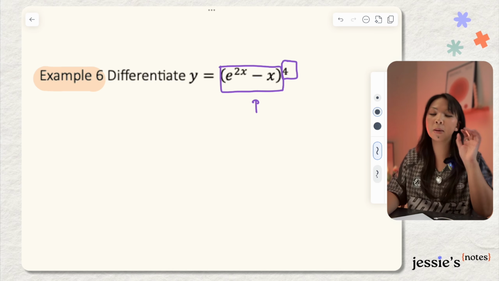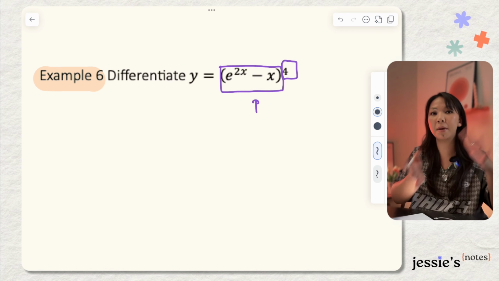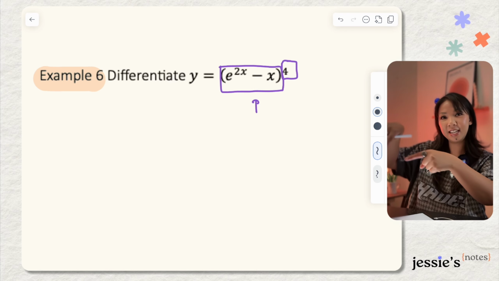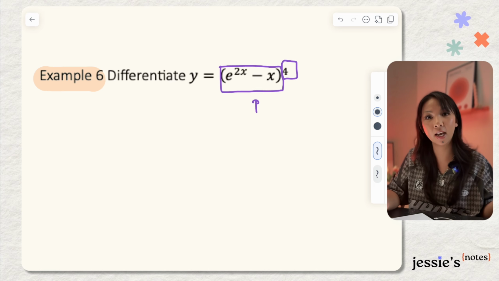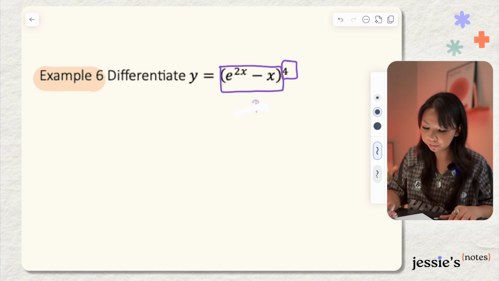If you are still confused about chain rule, I really recommend you watch my other video. I've put it over here, Differentiation 101. I explain how to apply it and when to recognize when to use it.